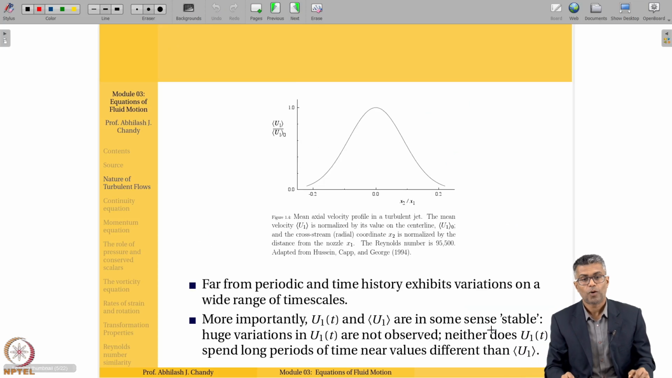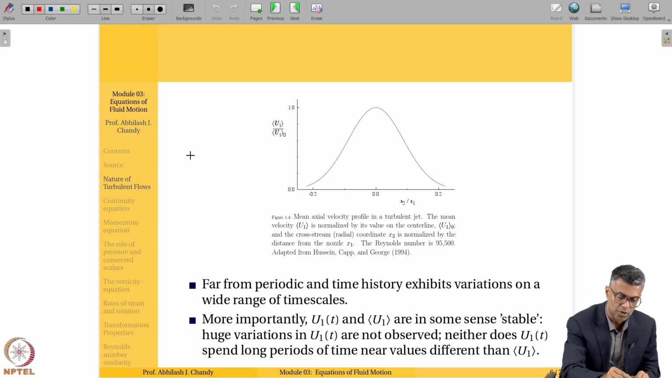Now, what I'm showing next is the mean axial velocity, again on a turbulent jet. It's from a different turbulent jet, not from Tong and Warhaft's experiments. Nonetheless, it is a turbulent jet. The mean velocity here is normalized by its centerline value. So it's a normalized value that is shown here. This is the mean velocity. U1 is the mean.